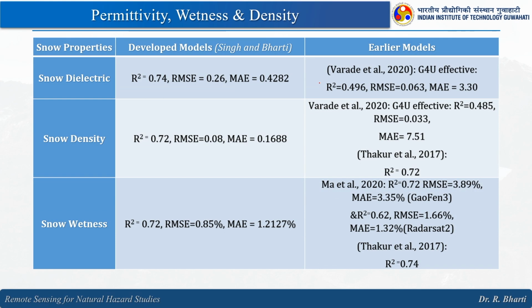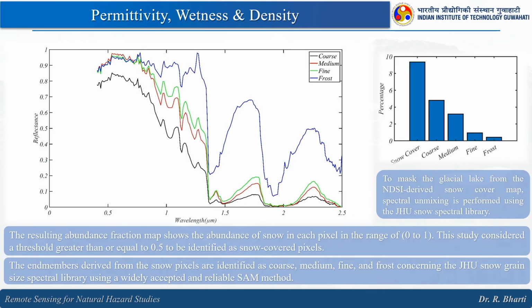So, here this is our model. These are the earlier models which have been developed by various researchers, and here it significantly tells us that our model has improved the efficiency in estimating the geophysical parameters. So, here you can see different spectra that have been considered. This you have seen in the different lecture also.